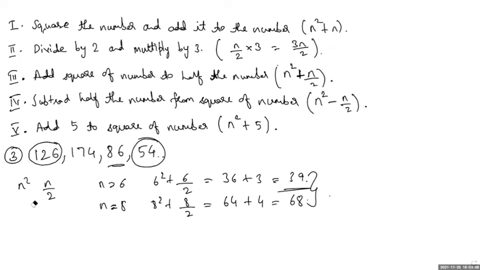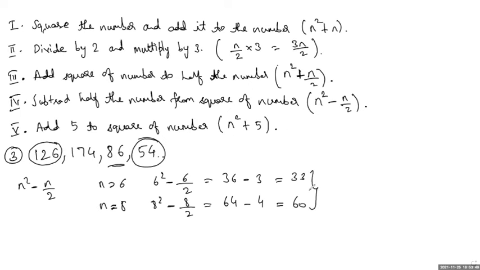Okay. So now we'll check for rule number 4. Rule 4, you know, it is minus. Rule 4 is n square minus n by 2. So we'll check again for the same numbers. Okay. So 6 square minus 6 by 2. 36 minus 3. What is 36 minus 3? 33. Now for n is equal to 8, 8 square minus 8 by 2. That is 64 minus 4. What is it? 60. What is the first number here? 54. So obviously rule 4 is also not correct.